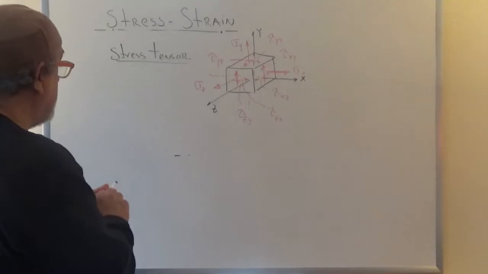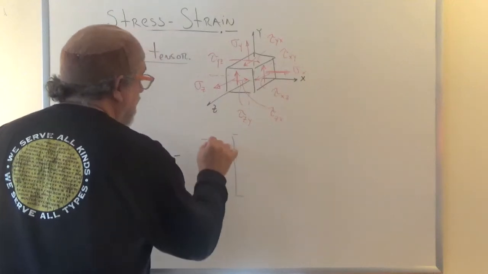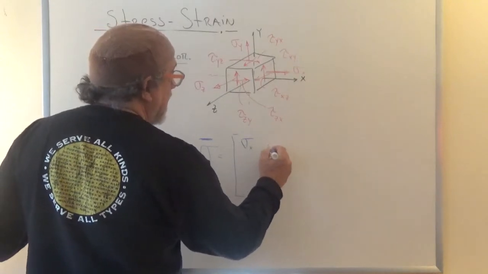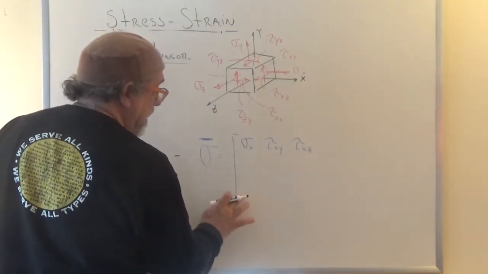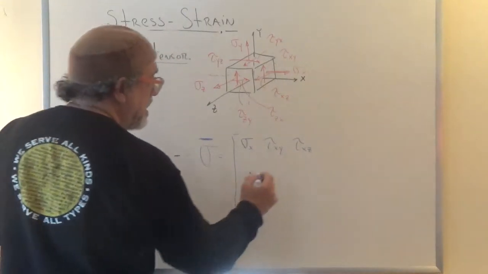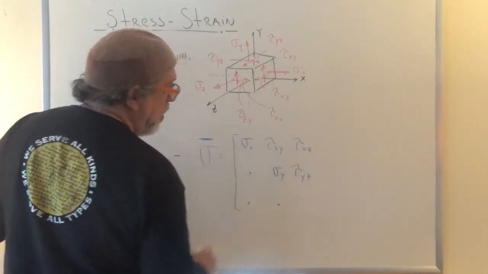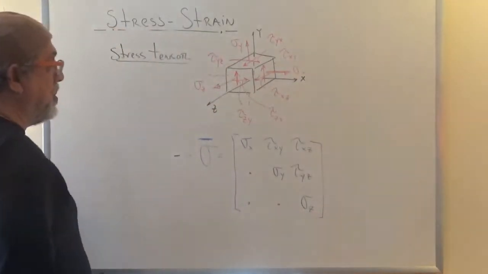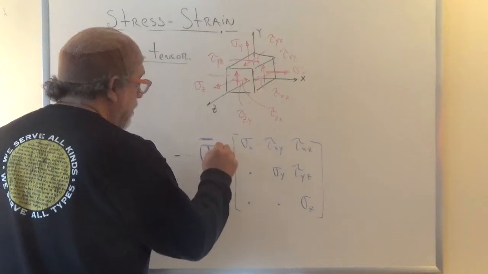That stress tensor is sigma equal, let's put it with a bar on top so we know it's the tensor. That would be sigma x, tau xy, tau xz, and it is symmetrical. So this is tau yx and tau zx. This is sigma y and this is tau yz. That's tau zy, and then this is sigma z. So the stress tensor is symmetrical and has that form. Okay?